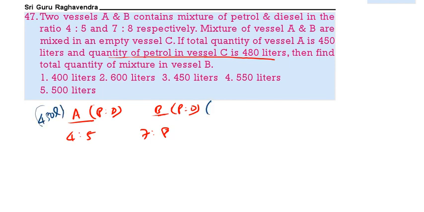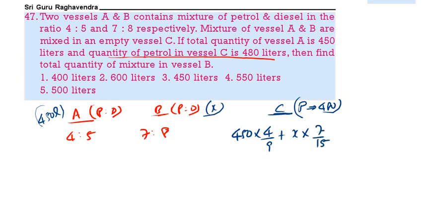A is 450 liters. B we don't know, x liters. These are mixed in C. And C petrol is how many liters? 480 liters. Petrol is 480. Now from A, 450 into 4 by 9. From B, 15x into 7 by 15, because this is 7, this is 8, total 15x. So 15x into 7 by 15, that will be equal to 200 plus 7x is equal to 480. 7x is equal to 280, x value 40.